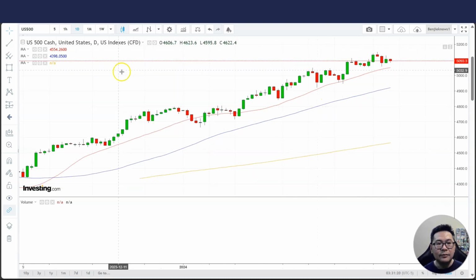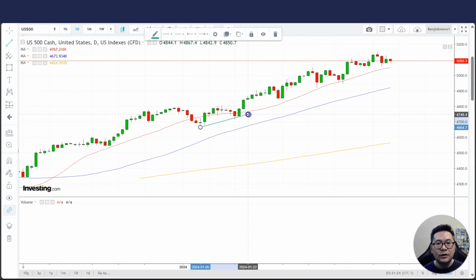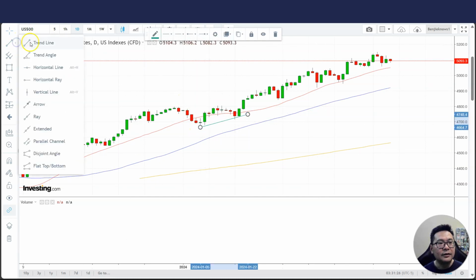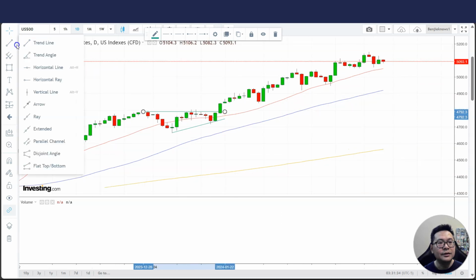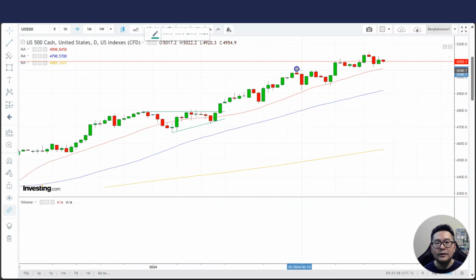For example, you can use continuation patterns like the ascending triangle here to buy it as it moves up. This is a breakout higher, or you can use triangle patterns to buy the continuation. Here is a triangle pattern. So you buy the breakout and put a stop loss below and ride the trend higher.